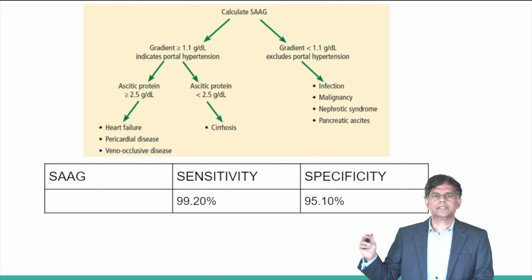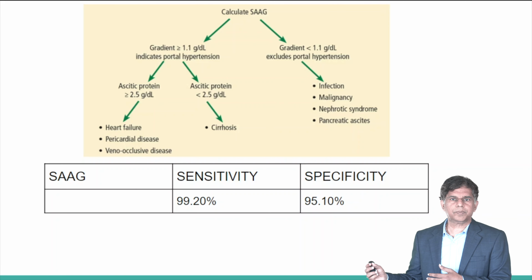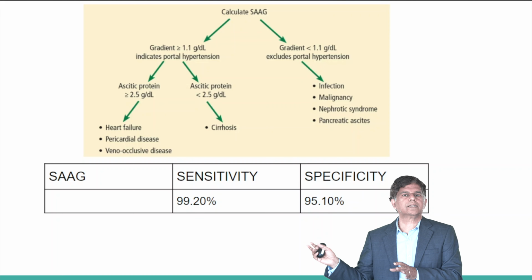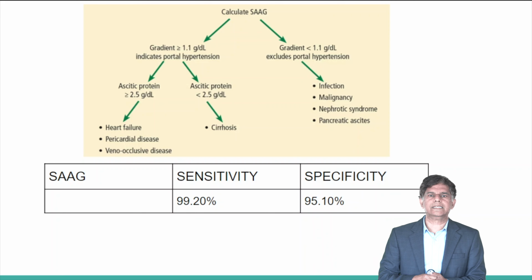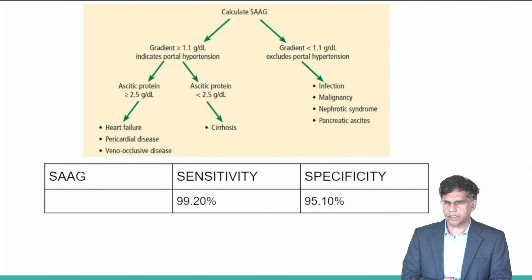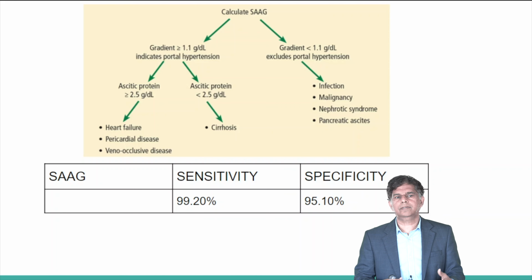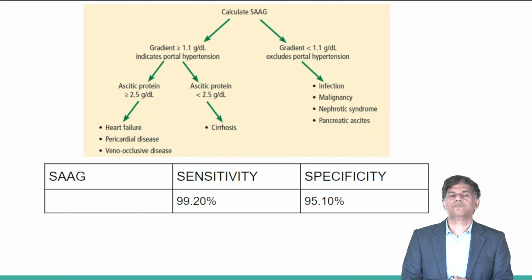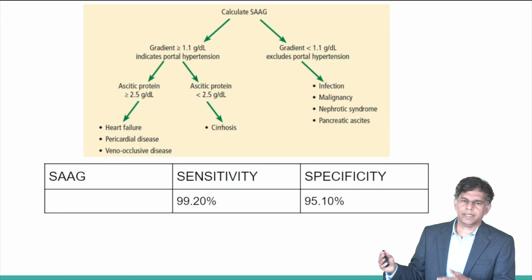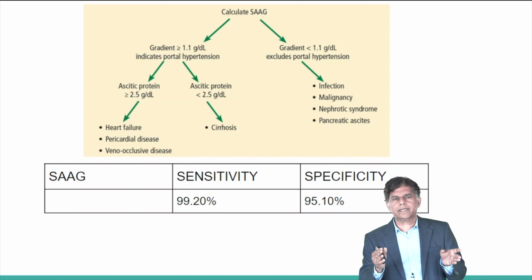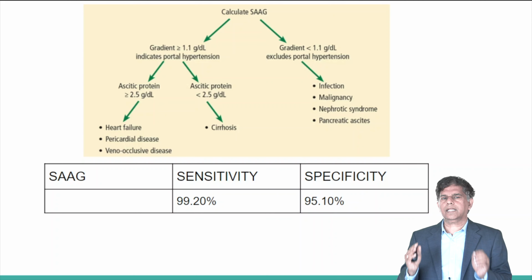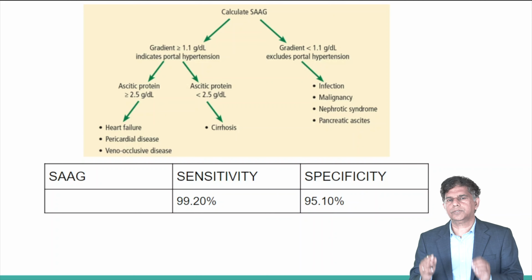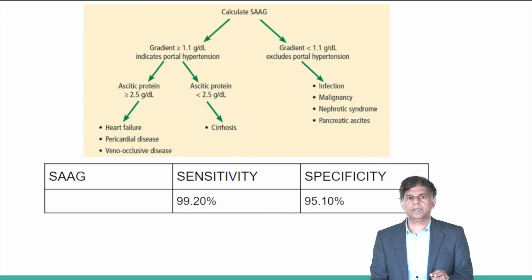So when you look at the other side, if the gradient is less than 1.1, then you have to look at the other causes like infection, malignancy, nephrotic syndrome, and pancreatic ascites. So in the serum albumin ascitic gradient, you have a very high sensitivity and specificity. Look at it, 99 and 95%. So look at this slide carefully again. It tells us a lot about how to analyze the serum SAAG.